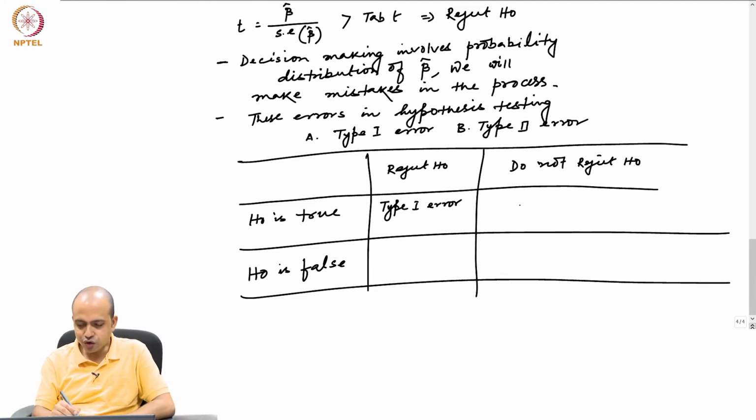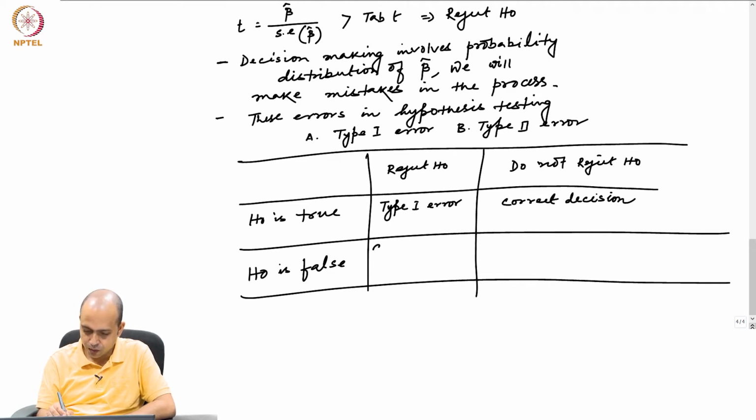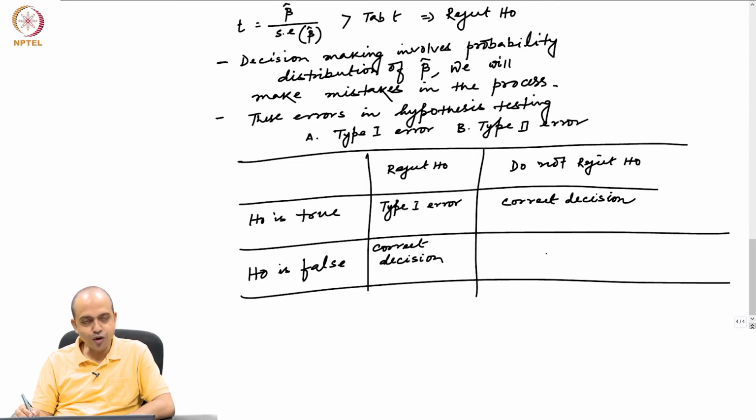What about this? H0 is true and you are not rejecting also. That is a correct decision then. H0 is false, is not true, and you are rejecting the null hypothesis. That is also a correct decision. Think about this case. H0 is false and you are not rejecting also. This is called type 2 error.